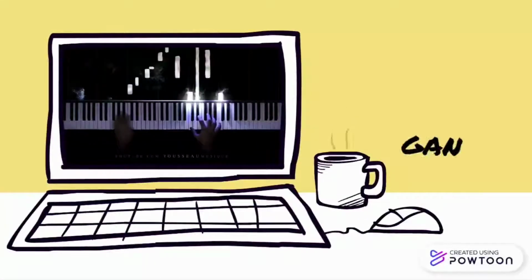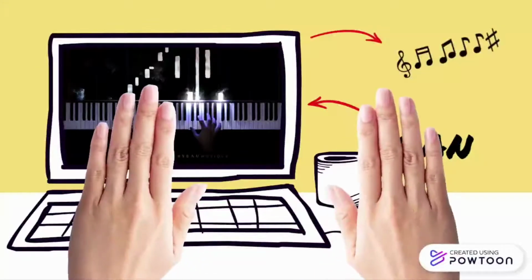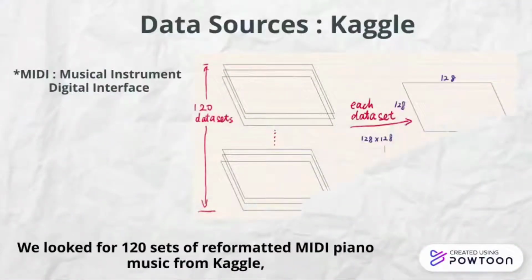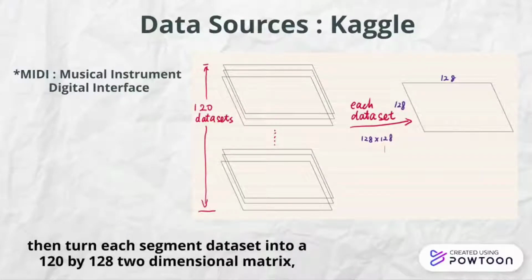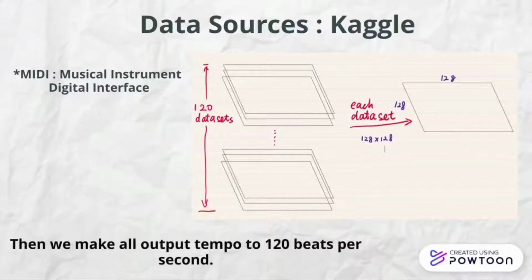After that, we apply GAN to generate a new piano song in our project. We looked for 120 sets of reformatted MIDI piano music from Kaggle, then turned each segment of the dataset into a 128 by 128 two-dimensional matrix. We flatten all the matrices to be the input for the GAN. Then we set all the output tempo to 120 beats per second.